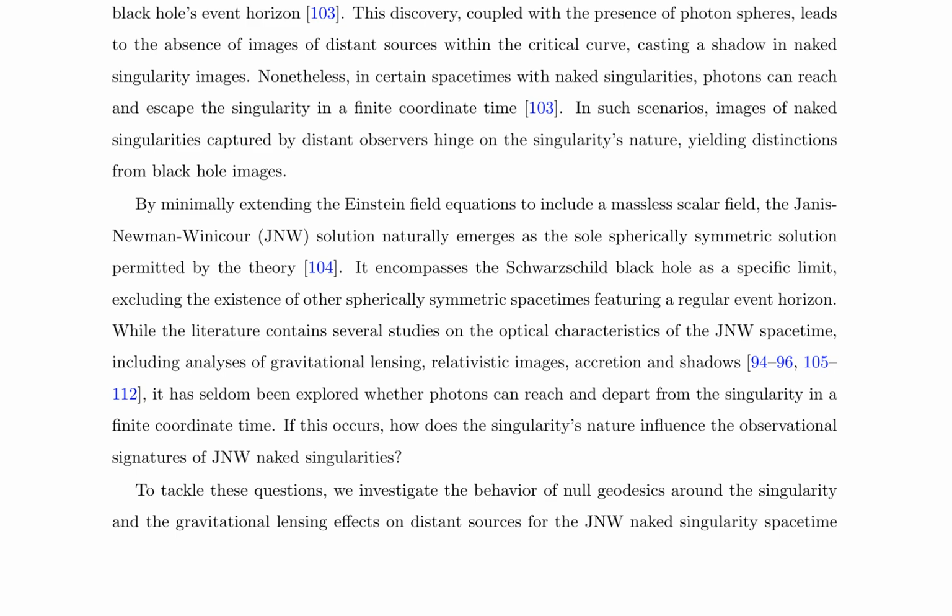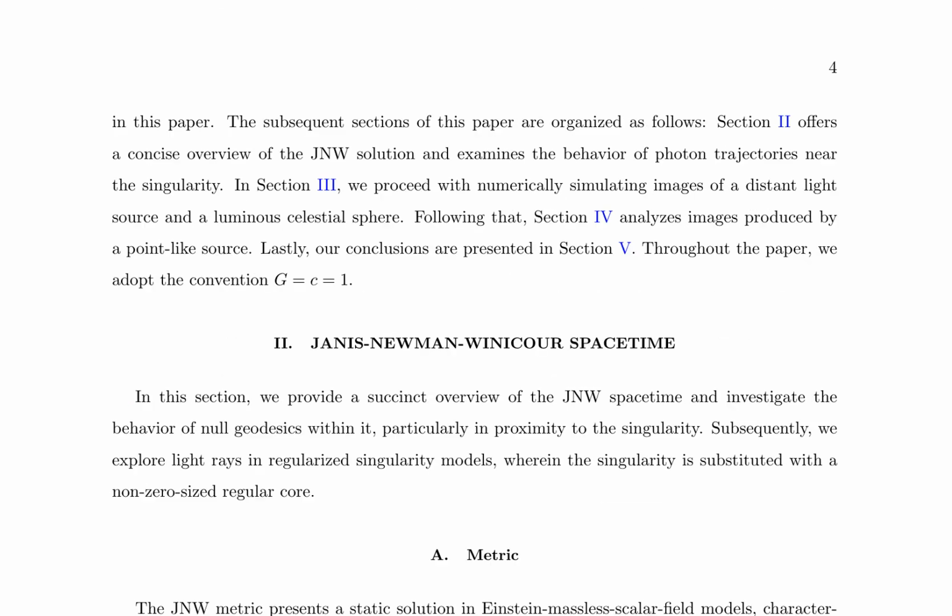This research investigates the behavior of null geodesics around the JNW singularity and the gravitational lensing effects on distant sources, providing insight into the properties of JNW naked singularities and their potential observational signatures. By exploring the distinction between black holes and their mimickers, this study contributes to the ongoing discussion on the nature of strong gravity regimes.